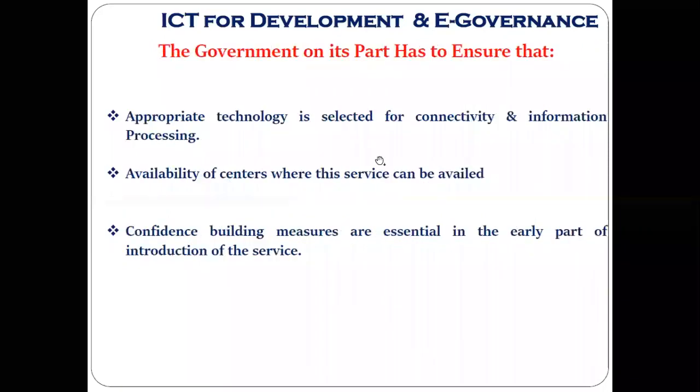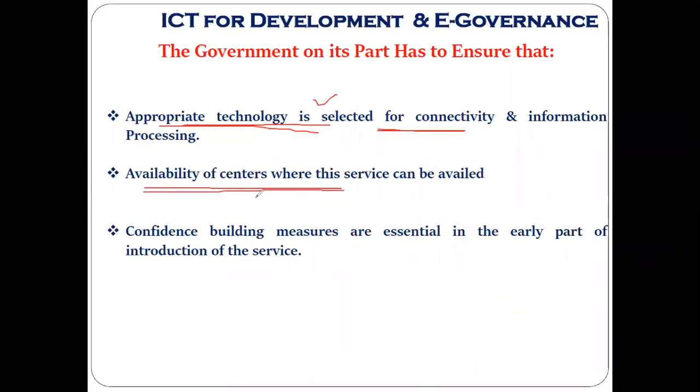And now, in order to utilize these kinds of government services through ICT, as we have already discussed, government needs to utilize appropriate technology, and government needs to ensure that internet connectivity is there for each and every member of the public. That is the most important thing. Then, if you are providing the services as a part of e-governance, such centers and facilities must be available in each government office.